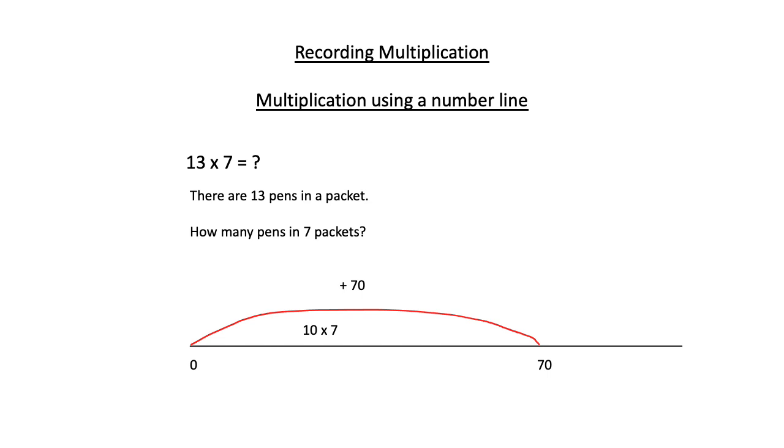First, we draw an empty number line and we put 0 at one end. Then our first jump is 10 lots of 7, which gets us to 70. And then we do our next jump, the 3 part of 13 times 7, which is 21, and gets us to 91 on the number line. And then we can finally write 70 plus 21 makes 91. And so therefore, 13 times 7 equals 91.